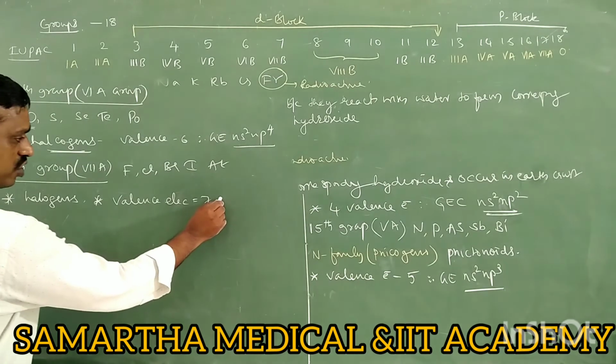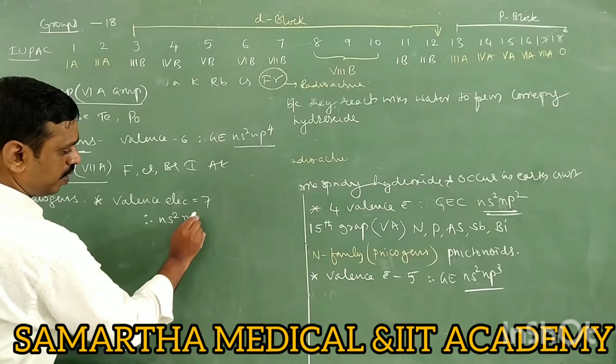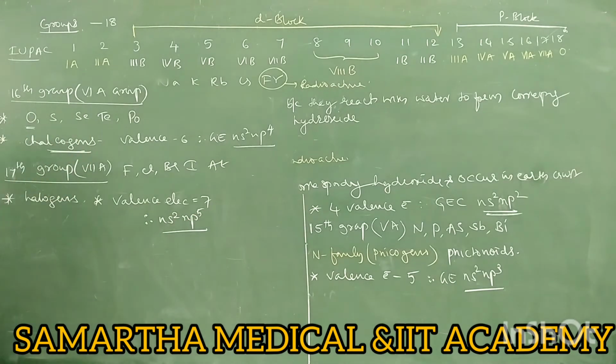So what is the general electronic configuration of these elements? ns2 np5, 2 plus 5, 7 valence electrons.